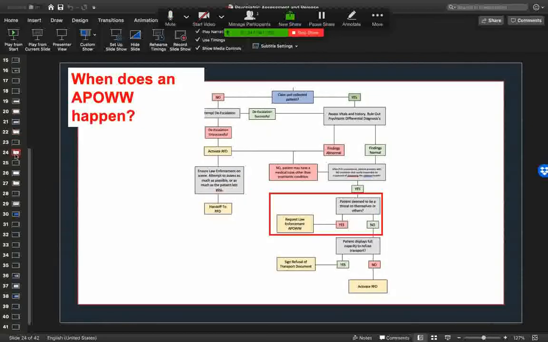All right, so when does an APAL happen? The patient deemed to be a threat to themselves or others, that's a yes, we're going to get an APAL. So when the patient is cleared medically, but because of the psychiatric symptoms, could be a threat to themselves or others. They might be homicidal, they might be suicidal, we're going to go ahead and do an APAL.